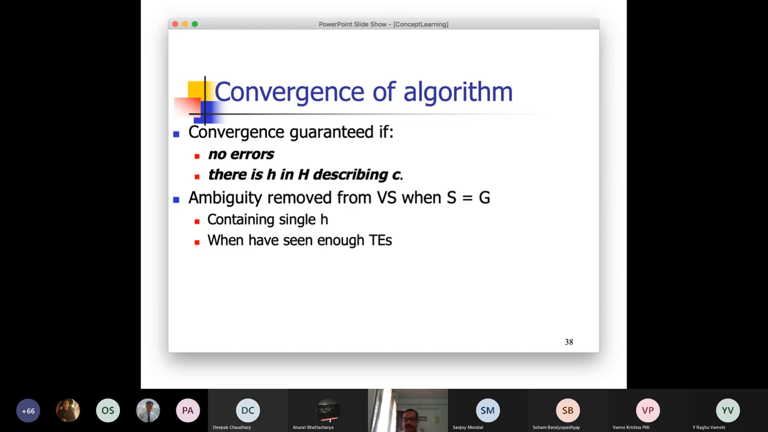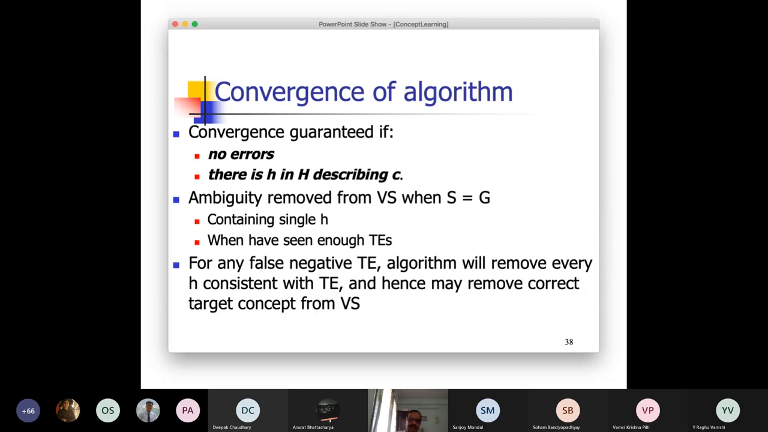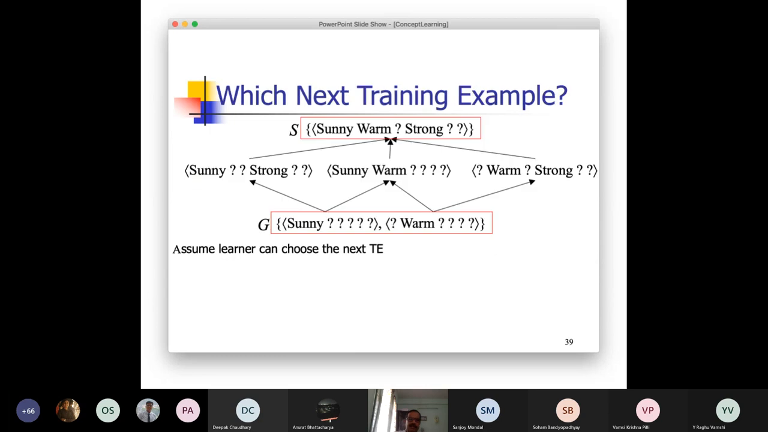Now, when these two boundaries coalesce, both generalization and specialization become the same. So you get a single H, or a set of H's, which are in fact both most specialized and most general. I think you should get a single H in that case. So this is what we have considered.